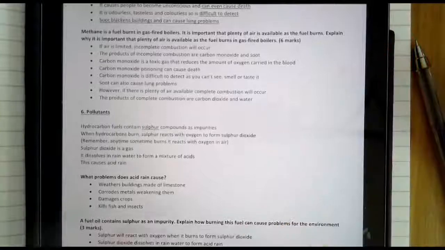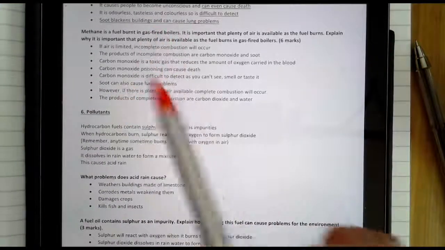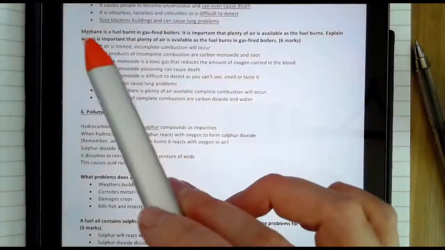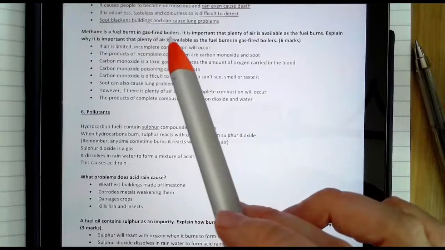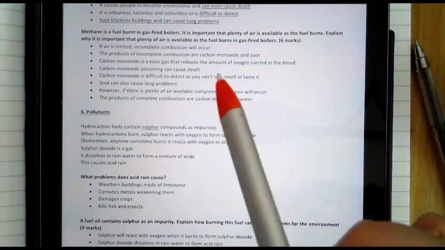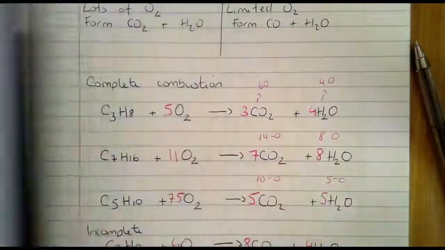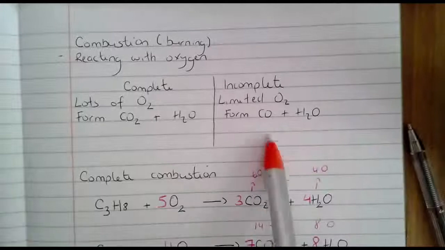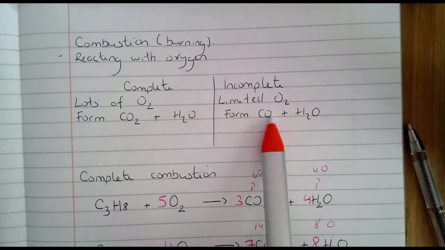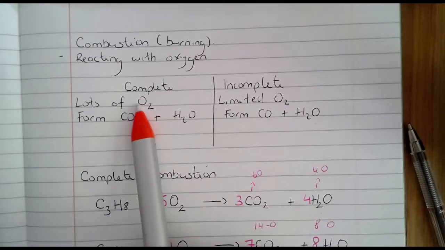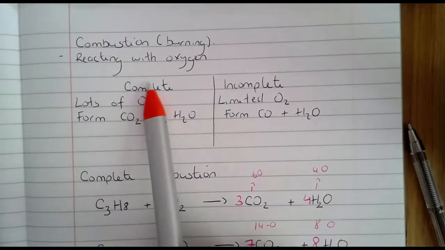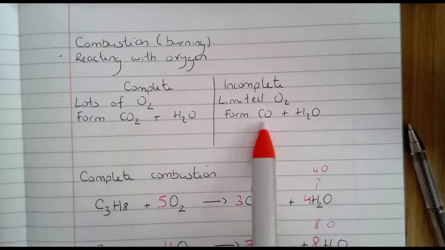And then underneath here, I've got another 6-mark question. They were asking for the dangers of incomplete combustion, but they just did it in a different way. So it said methane is a fuel burned in a boiler. Why is it important that there's lots of air when you're burning that fuel? So again, when we talked about the differences between complete and incomplete, if you want to make sure incomplete combustion does not occur and you are not producing carbon monoxide, well then you just need to make sure that there's lots and lots of O2. If you've got lots of oxygen, you're going to get complete, you won't get incomplete, and you won't form CO.